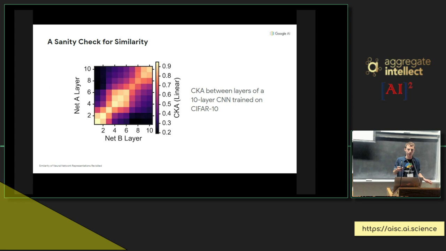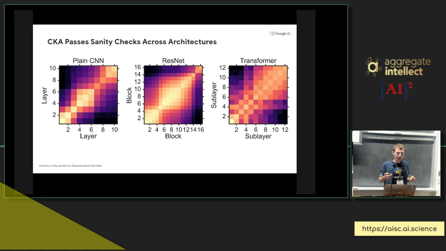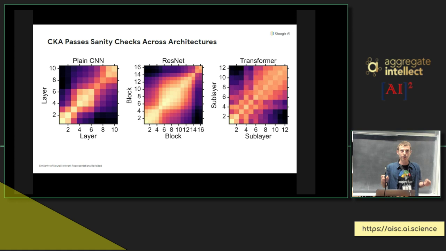Beyond this plain CNN that's trained on CIFAR-10, we can also look at a ResNet trained on CIFAR-10 and a transformer that's trained to perform English to German translation. And we can see that in each of these cases, CKA passes this sanity check. The diagonals are brighter than the off diagonals, and we can recover the architectural correspondences based on similarity alone.